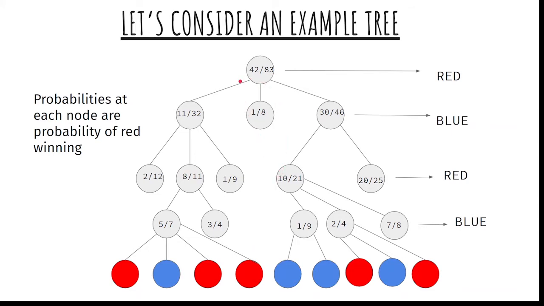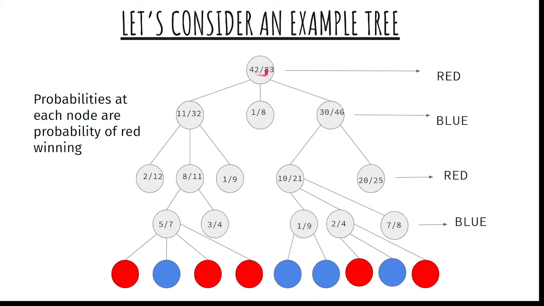So let's start playing from the top node. The first move is played by red, followed by blue, and so on. As you can see, 83 games have been played at this node, that is the sum of all these, and 42 have been won by red.